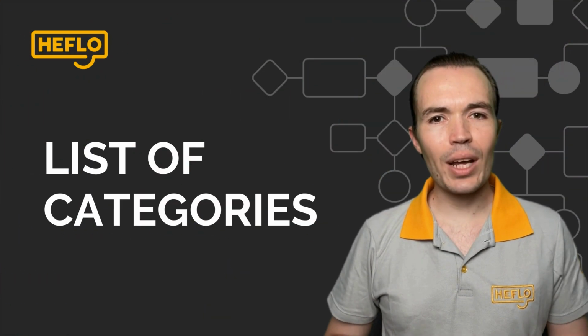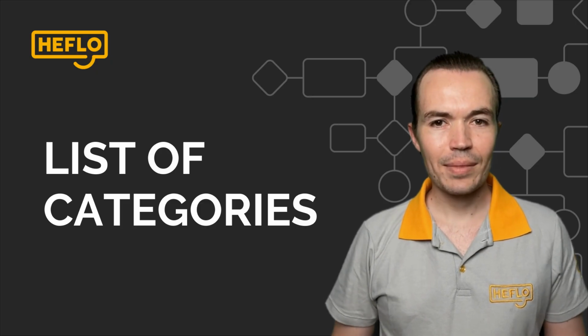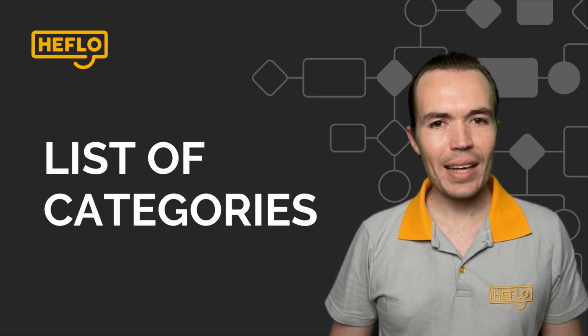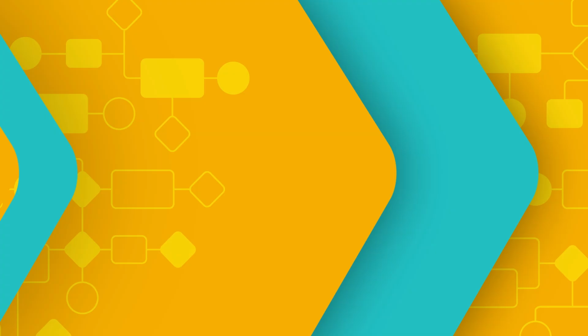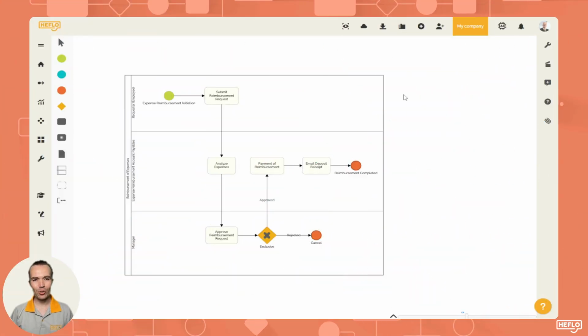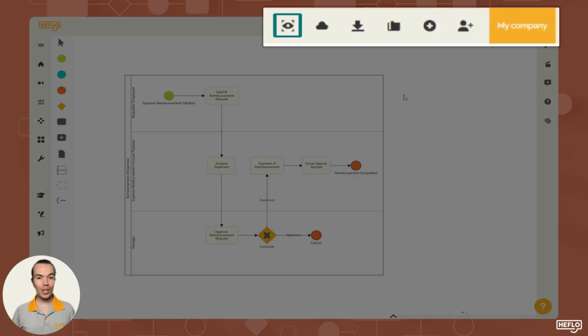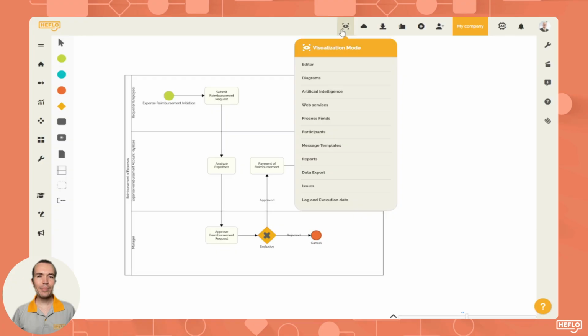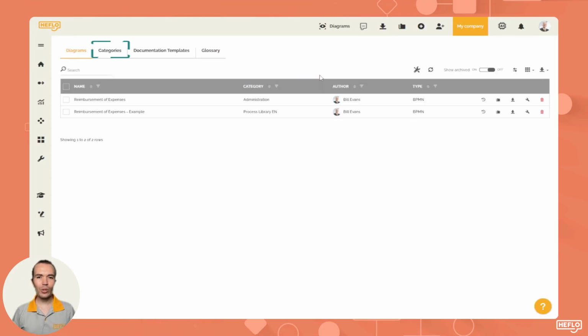Next, let's explore how to manage your categories. You'll see how to edit, archive, and restore them as needed. To manage all your categories, click the eye-shaped icon and click on Diagrams. Then go to Categories.